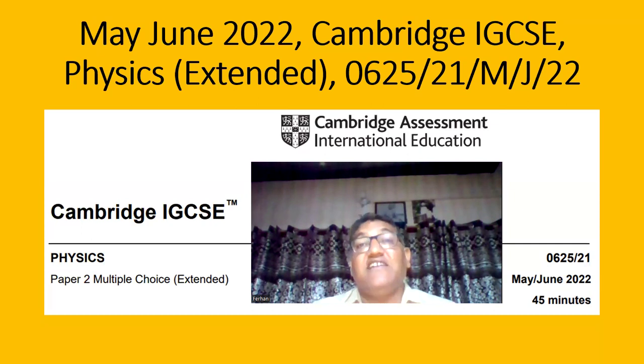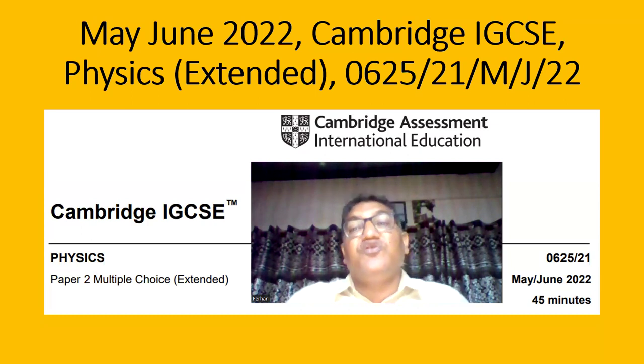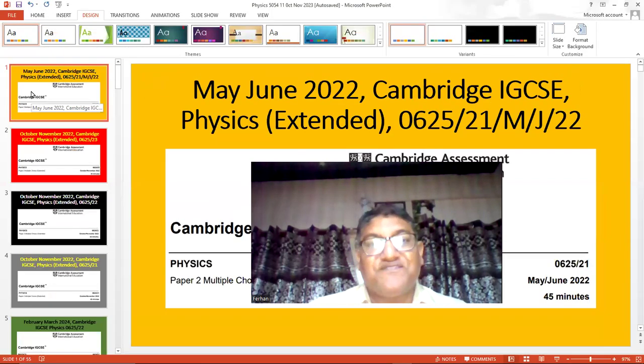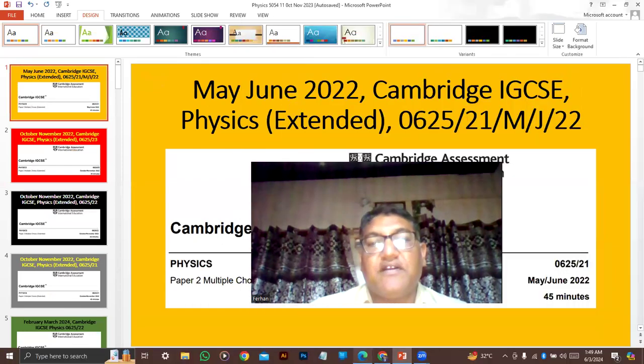This is the standard physics, and the code for the subject is 0625. The paper we have selected today is the May-June 2022 2-1 paper. This Paper 2 belongs to Zone 1. Paper 2 is all about multiple choice questions. The time allowed for this paper is 45 minutes, and there are 40 questions. So let's start today's paper.